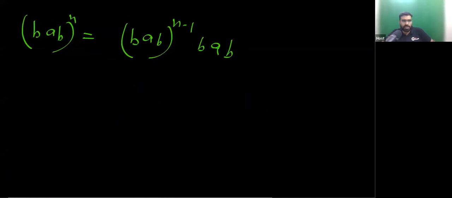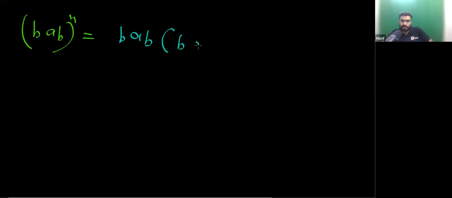Or what I can do, or I can do this. See, this BAB I can write here, for simplicity, for quick. BAB I can write here, because I can do this. You know that (BAB) power n, I can write like this. I can write that B(AB)^(n-1)A, I can write like this.